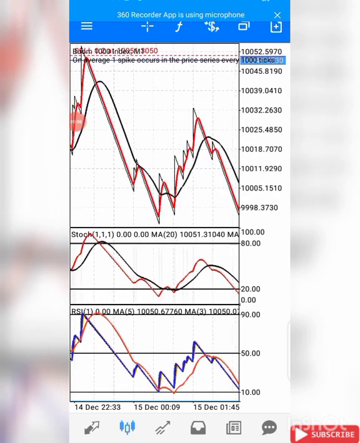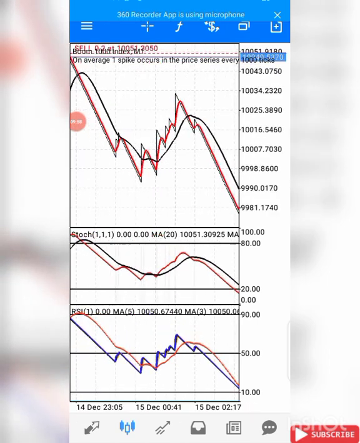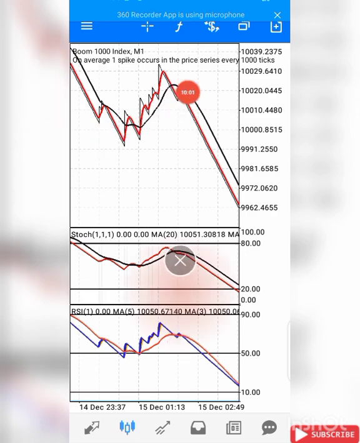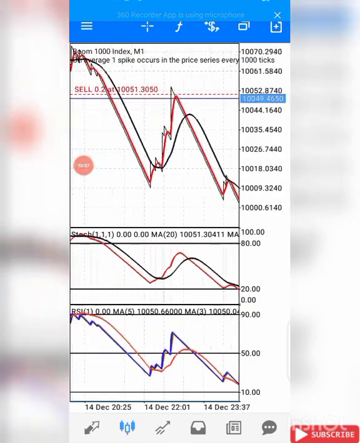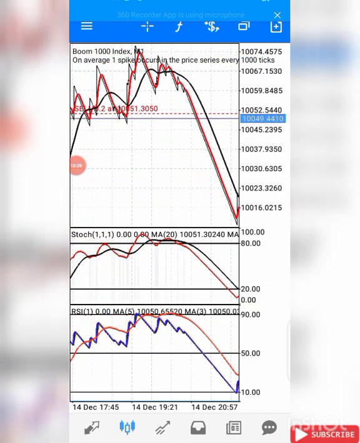So I have already shown you more than 5 entries. So this is another one. You see, the crossover happens here at this zone. It happened here. It happened here, and the market went down for long. This is another one. The crossover happened here. It happened here. It happened here, and the market went down for long.